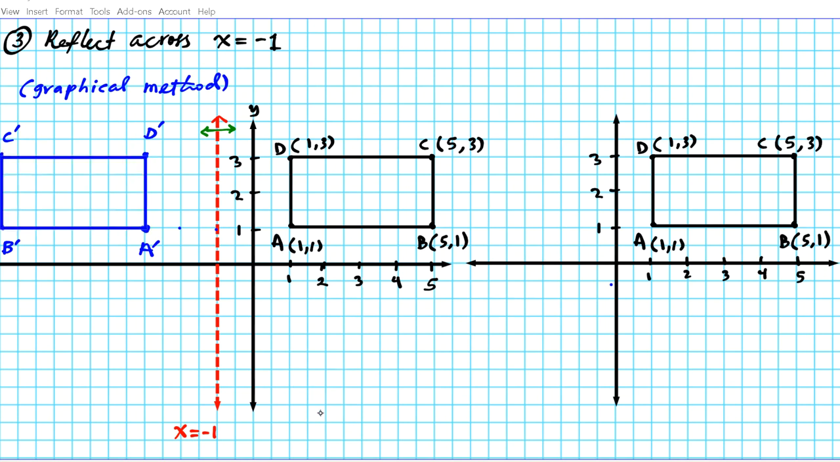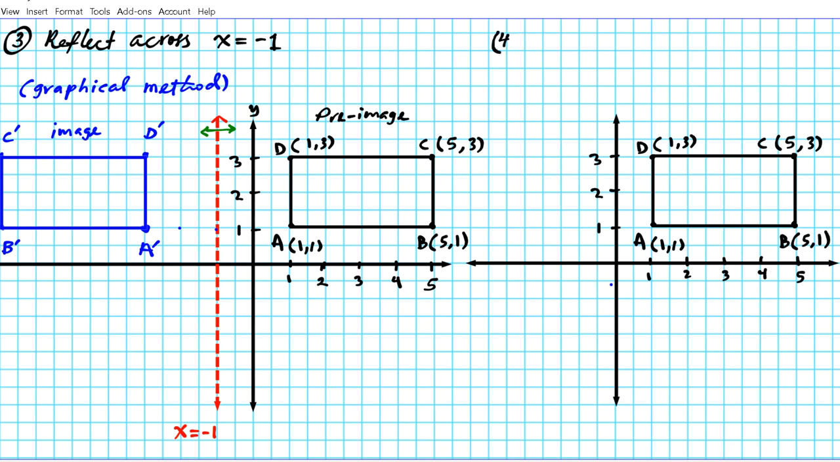All right, so there's our image. Let's label it. This is our image right here. And then to the right, this is our pre-image under reflection about this line x equals -1. Okay, let's move on to problem number 4.